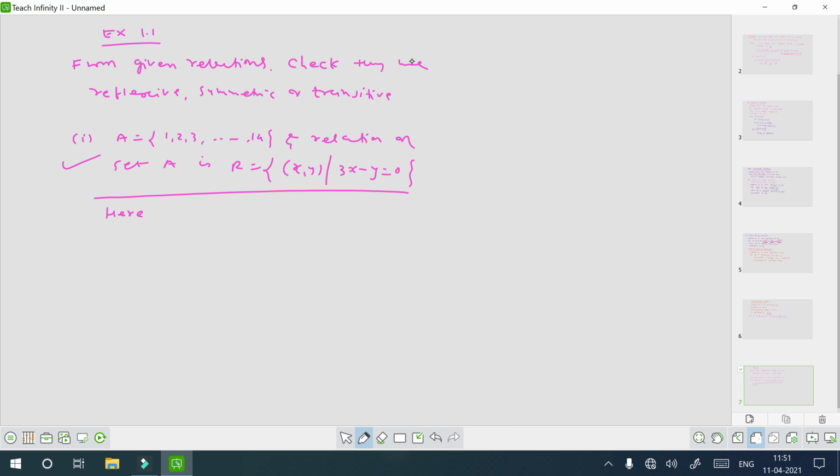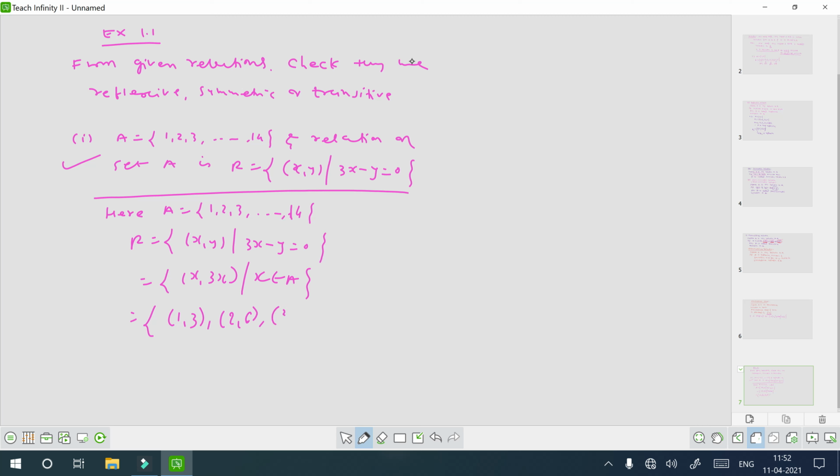How to write on a board, for example? See here, A is equal to 1, 2, 3 up to 14. Clear? And R is equal to the ordered pairs (x, y) such that 3x minus y is equal to 0, that is the ordered pairs (x, 3x), x belongs to A. Why? Because y is equal to 3x. So list out the elements. If I take 1, then it comes out 3. If I take 2, then it comes out 6.